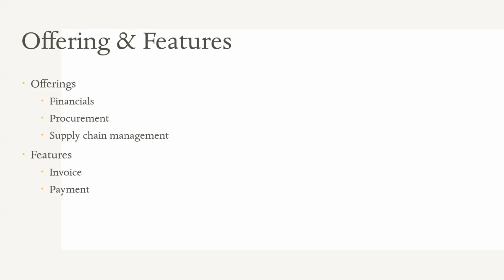Here Oracle has consolidated all the financials into one offering, and procurement as a different offering, and we have supply chain, and we have product development, and we have order management and order orchestration. So these are all the offerings that we have. Offering is nothing but our modules. It is the collection of features that we call an offering. So what is a feature?